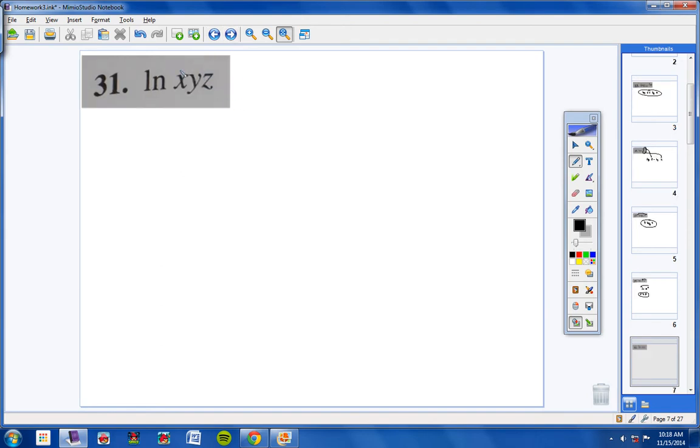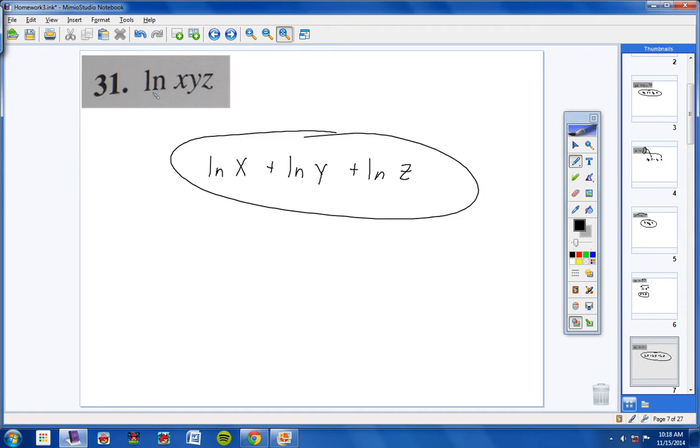Now here we have three variables being multiplied. Okay? X times y times z. So we're going to write the natural log 3 times. And we're going to add all of these, okay? So the natural log of x plus the natural log of y plus the natural log of z. That's it, guys. It doesn't get any easier than that, okay? All right, moving on to number 33.